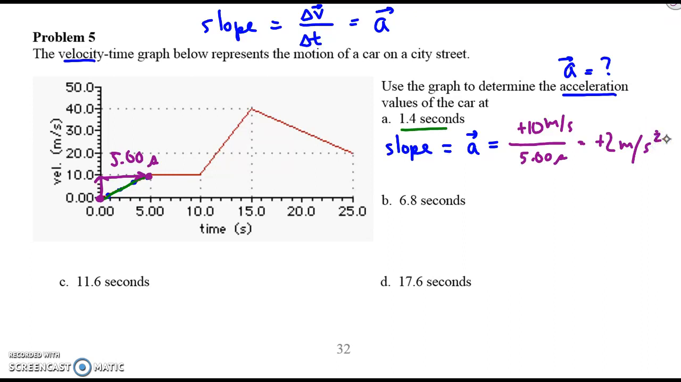Now I should express my answer with the correct number of sig figs. All of the x values have 3 sig figs. All of the y values have 3 sig figs. So my answer should have 3 sig figs as well. Let's try that again.